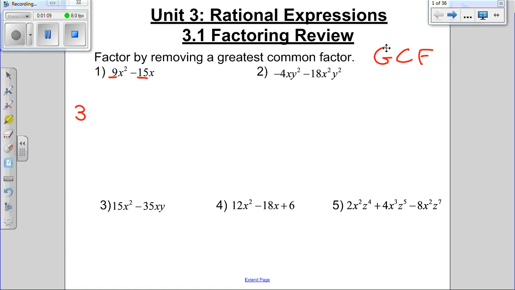Then you're going to look at the letters. And you're going to check every term, and you're going to say, what's the biggest number of x's that can go into x squared and x? And it's just x. It's always going to be your lowest exponent. And if I tried to take an x squared out of both of these, there wouldn't be enough x to divide out of the second. If I just took one x out of both of those, that would work. This thing right here, that's your greatest common factor.